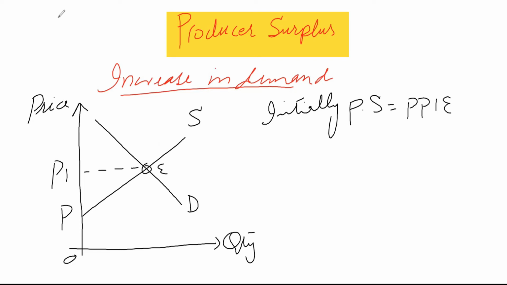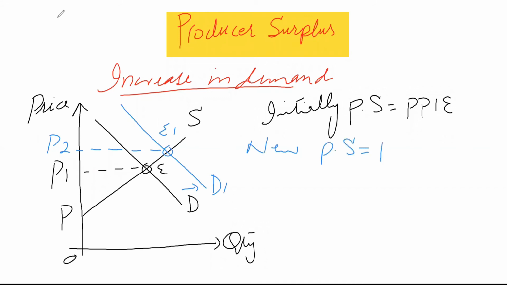Okay, now let's see how producer surplus will change if there is increase in demand. Increase in demand as a basic principle shifts demand curve to the right. So new demand curve is D1, new equilibrium takes place at E1 and producer gets new price P2 in the market. So the new producer surplus would be the complete triangle P, P2 and E1.